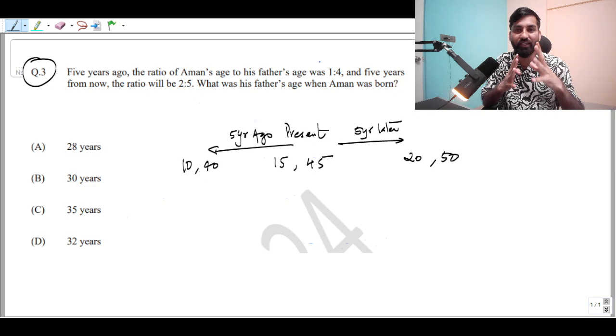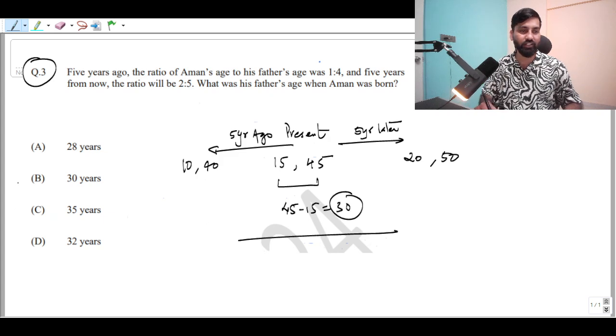Now, what was the question? Here you need to understand: what was his father's age when Aman was born? You can consider that when Aman was born, his age was 0. The present age of the father is 45, and the son's age is 15. Now simply by subtracting these two numbers, 45 minus 15, that is going to be the answer to the question: 30 years.